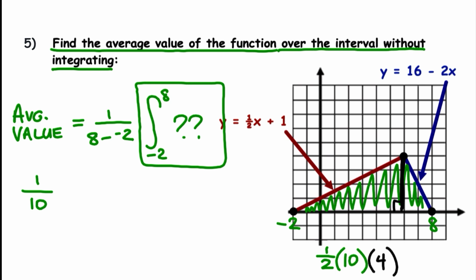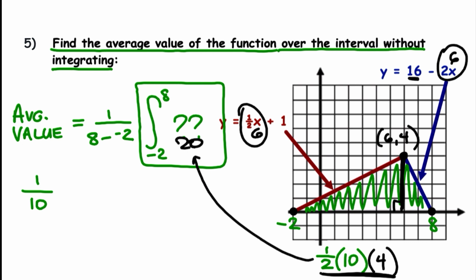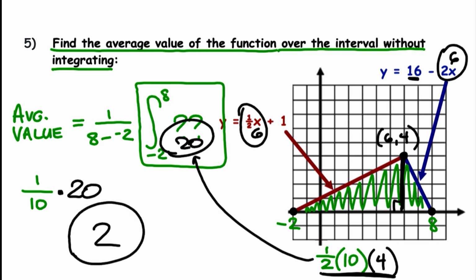And if you're not sure if this is exactly on 4, what you can do is set them equal to each other. You'll see that they come equal to each other when x is 6. If you plug in the 6, this will be 3 plus 1, which, by the way, is 4. This will be 16 minus 12, which is also 4. So this is the point (6, 4). So yeah, the height is 4. Okay, 1/2 times 10 times 4, that's 20. So the 20 goes here, which means it also goes here. And 1/10 times 20 is 2. So the average value is 2.